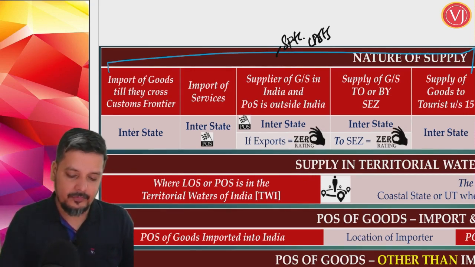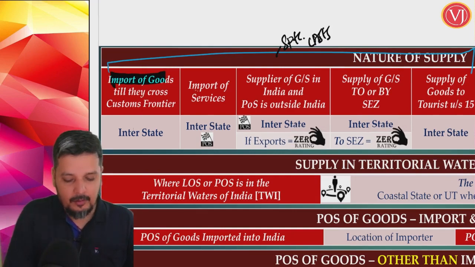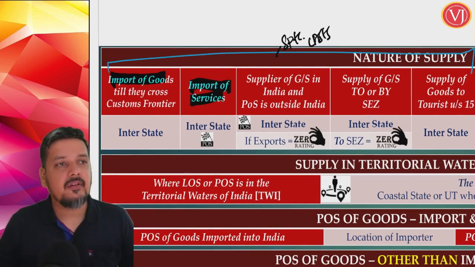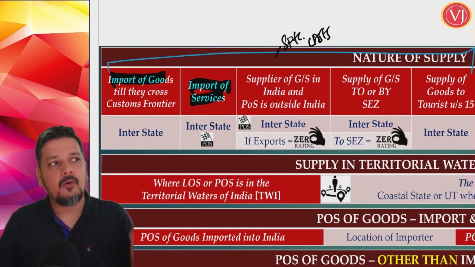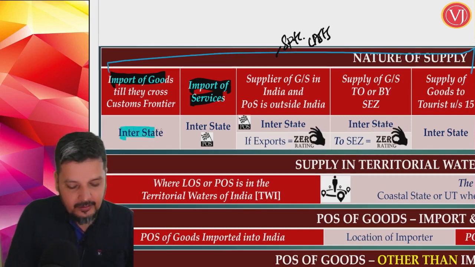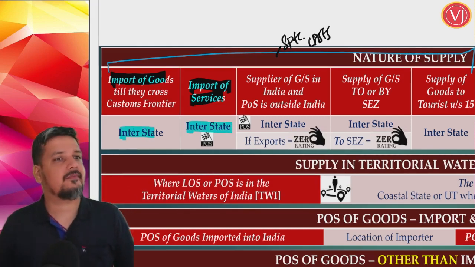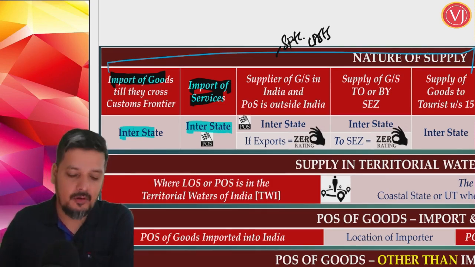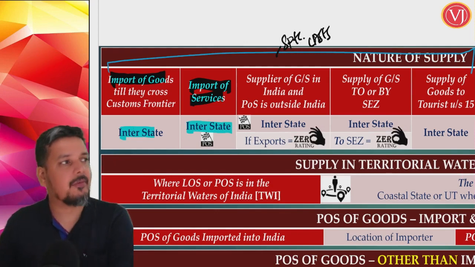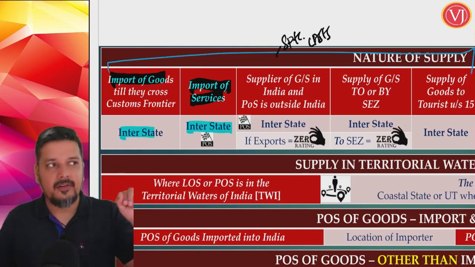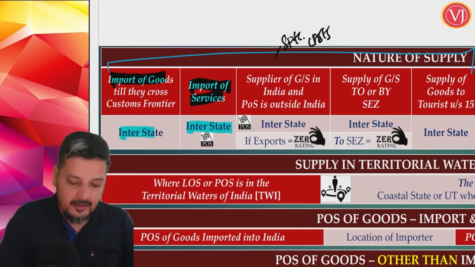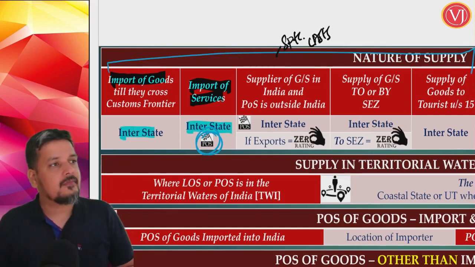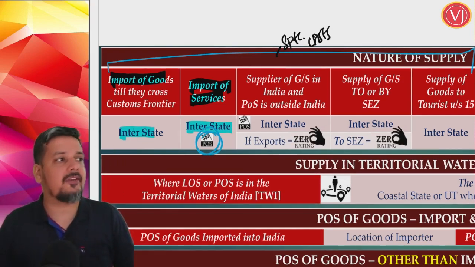Import of goods and import of services. Outside India to India. It is always interstate. The difference is, for import of goods, you need not even find the place of supply. By default, it is interstate. For import of services, you have to see that the supplier is outside India, the recipient is in India, and the place of supply is in India. So you are required to find it out. Without the place of supply, you cannot decide whether it is import of services or not.